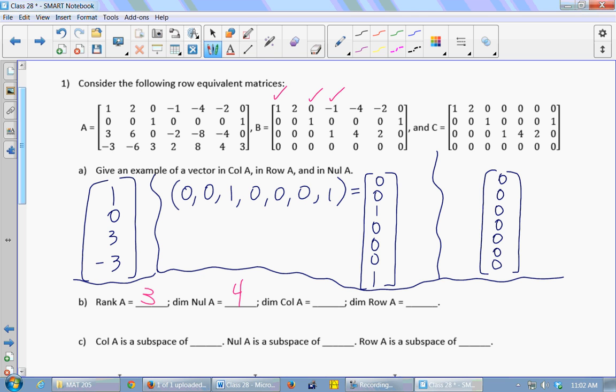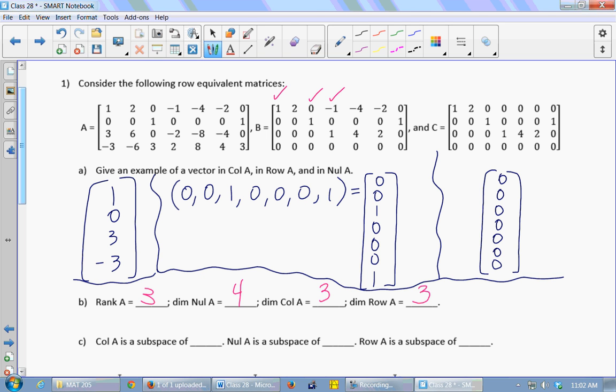What's the dimension of the column space of A? 3. Tricking you, asking you the same question 2 different ways. And what's the dimension of the row space of A? 3, because they're always the same. The dimension of row A and dimension of col A are always the same. And that number, the dimension of col A, also the dimension of row A, we call that number the rank.